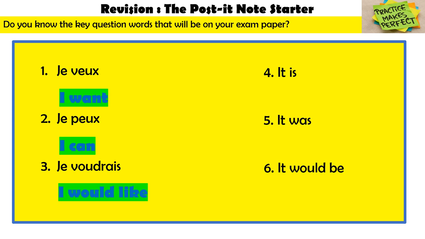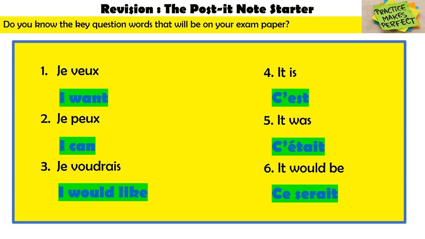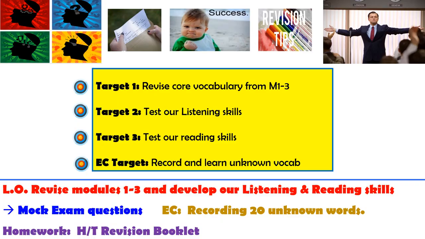It is, c'est. It was, c'était. Watch that accent, people, leave it out. And then it would be. Okay, it is, ce sera, with an A. You need to make it conditional. Donc c'est ce serait, with an A-I-T ending. That was the trickiest one. Hopefully you got at least 3 out of them. I'll be happy.